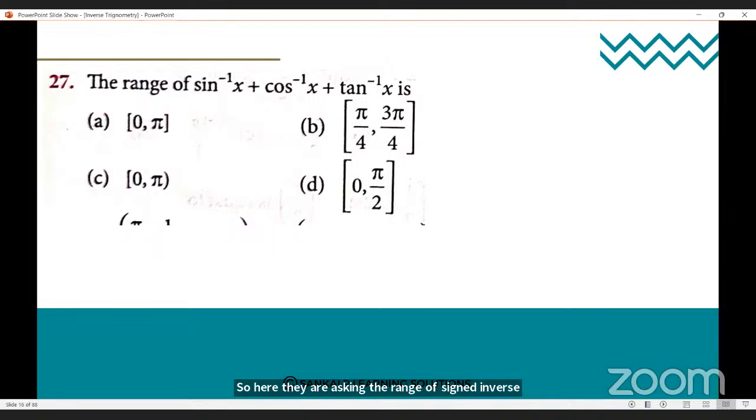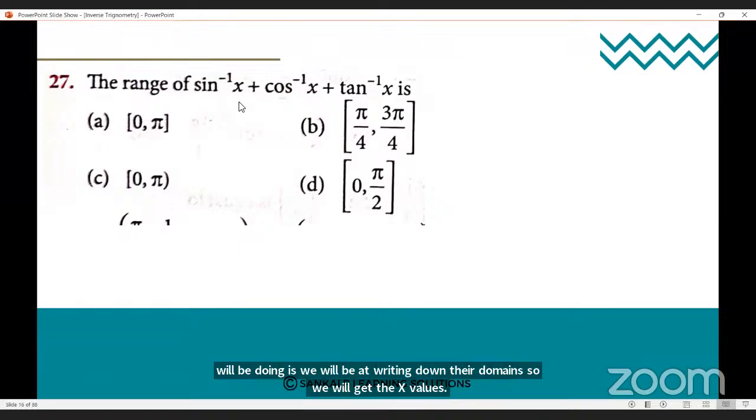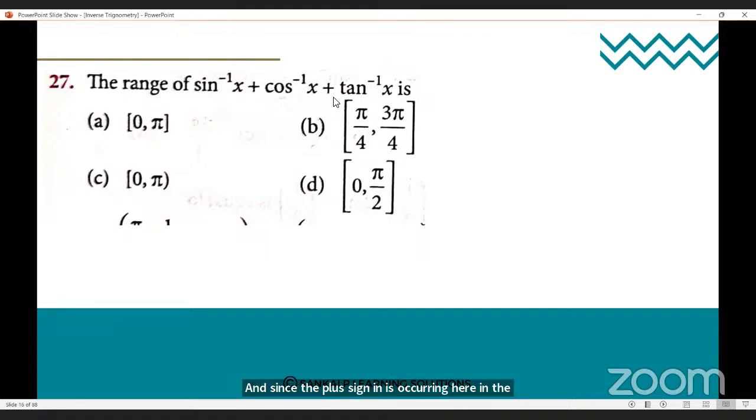Okay, so first what we will be doing is writing down their domains, so we will get the x values. And since the plus sign is occurring here in the equation, sine inverse x plus cos inverse x plus tan inverse x, the plus sign indicates we need to take the intersection of their respective domains. Once we get the domain, we can easily find out the range of the given function.